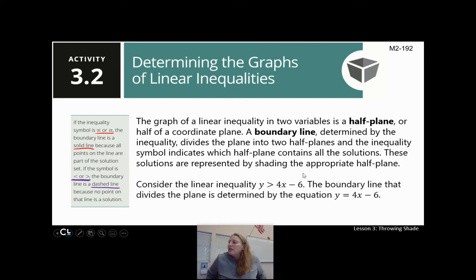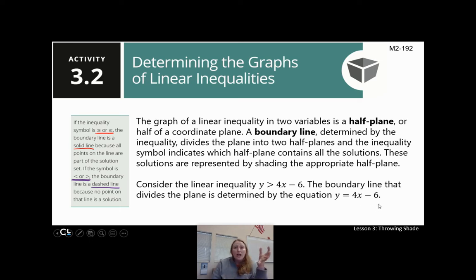So we're going to consider the linear inequality y is greater than 4x minus 6. So this means that the boundary line that divides the plane is determined by the equation y equals 4x minus 6.